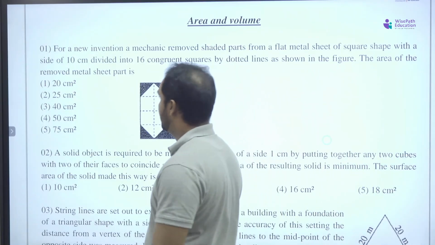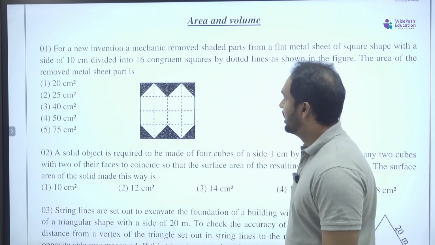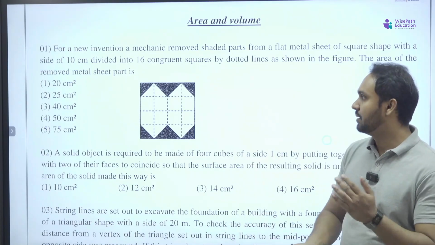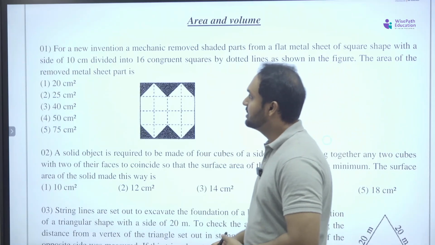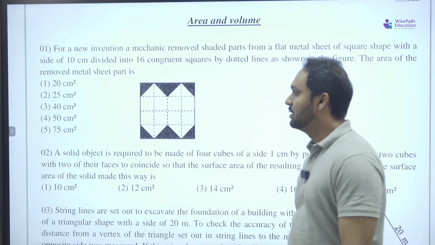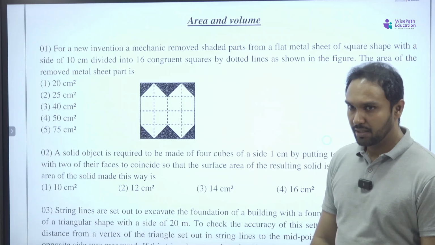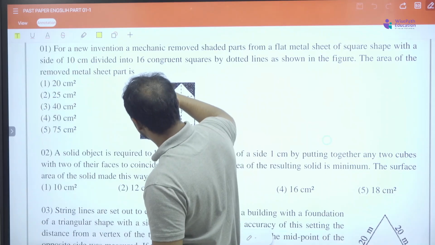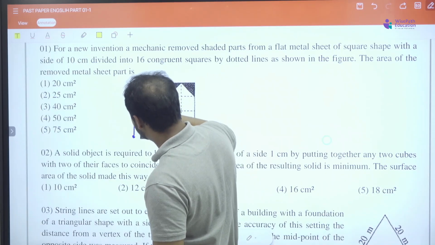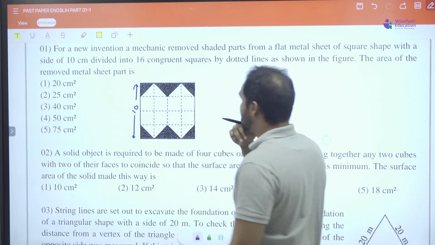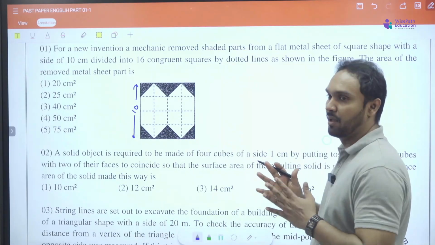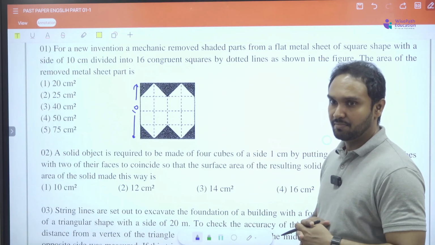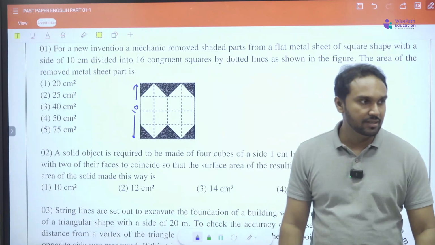They are asking for the area of the removed metal part, which is the shaded area, isn't it? So how do you find the area of the shaded part? Now the one side length is given as 10 centimeters and it has been divided into 16 equal parts. Get it? Right. So one side is 10 centimeters and it is divided into 16 equal parts. So how do you find the shaded area?